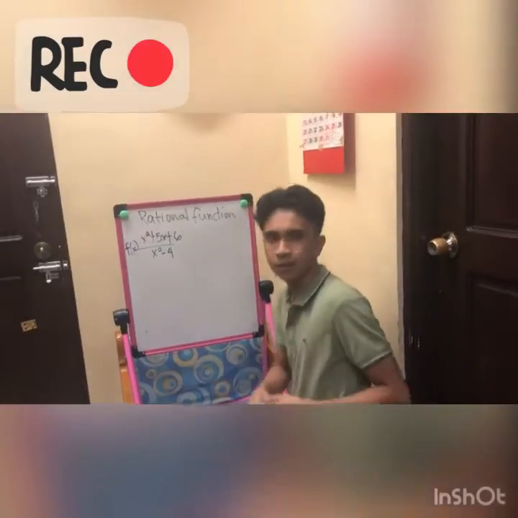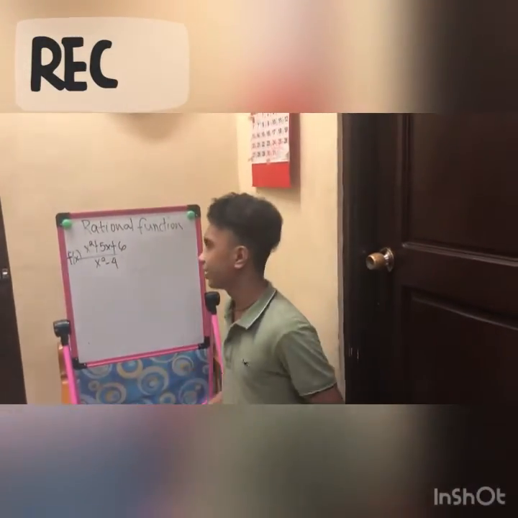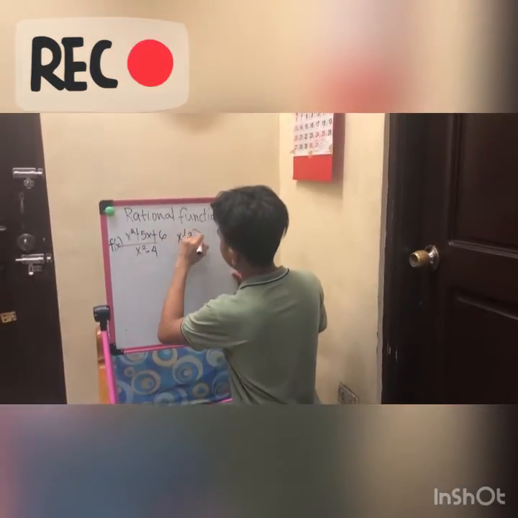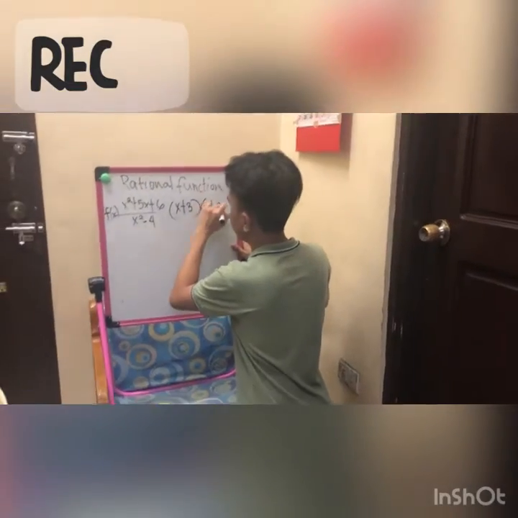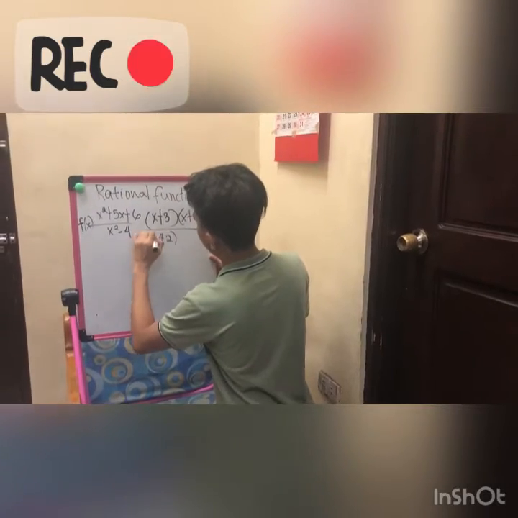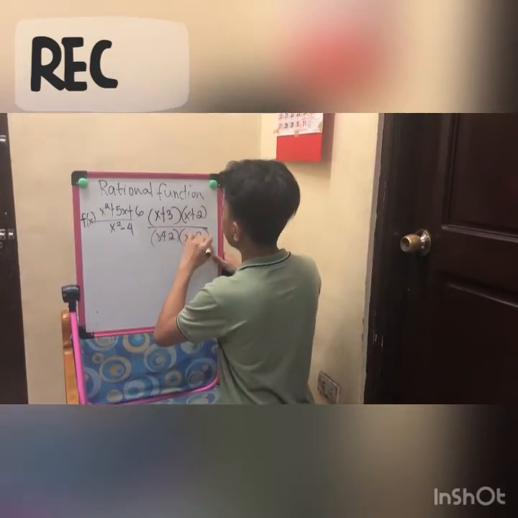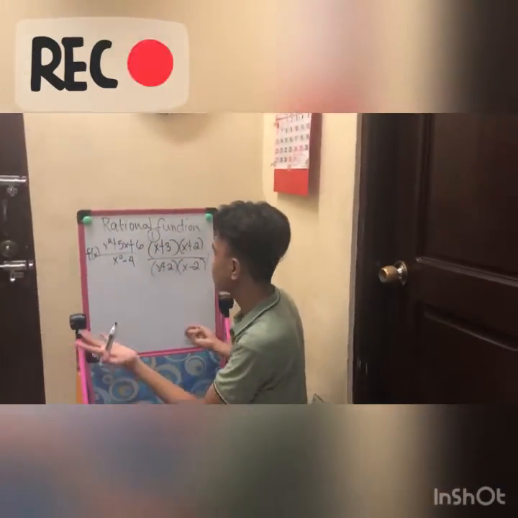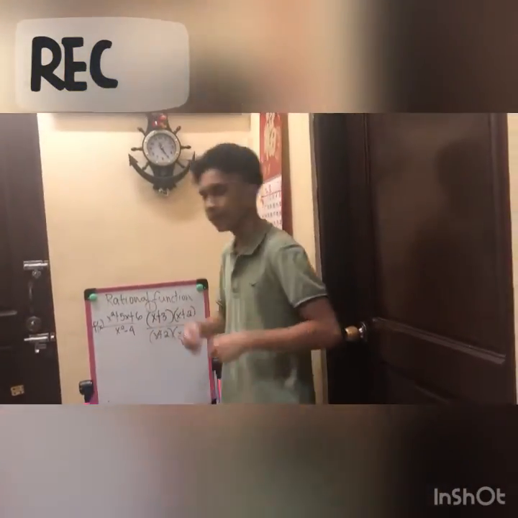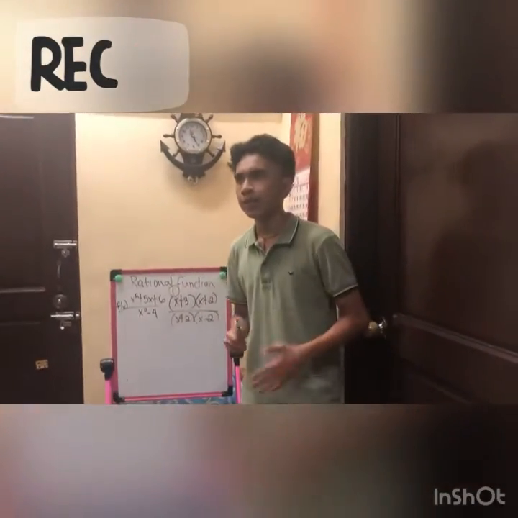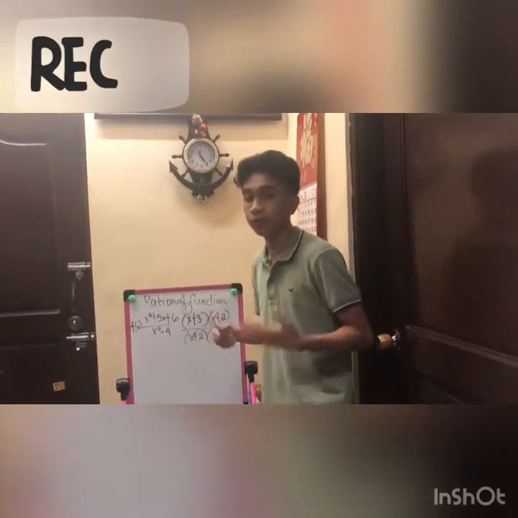So first step, factor the given rational function here. So x plus 3, x plus 2, over x plus 2 over x minus 2. Now that's the first step, which is the factoring of the rational function. Now let's move to the second step, finding the restriction. When we say restriction, it can't be the answer. So to find the restriction, we must equate them to 0.